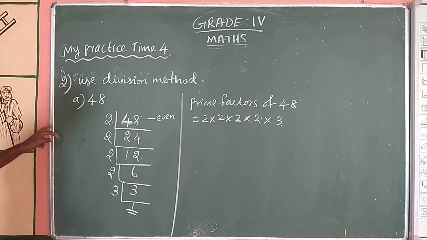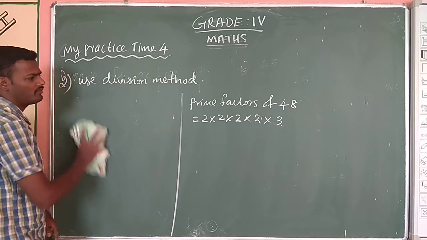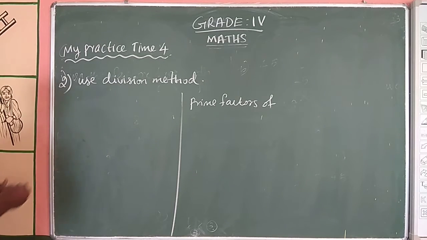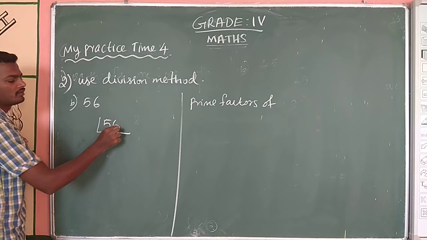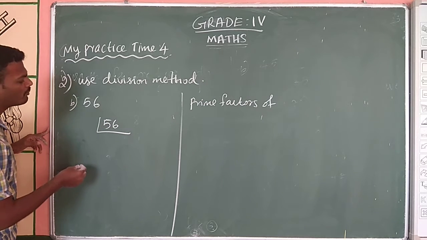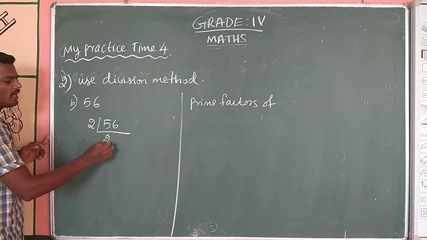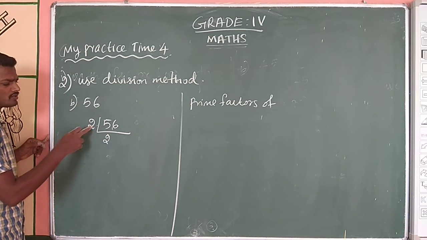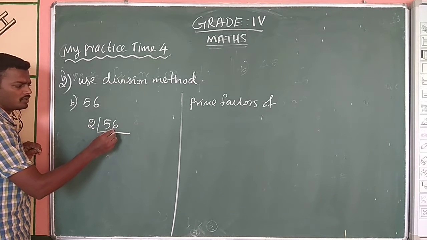Next sum, 56. Use the division method to find the prime factors of 56. Question number B, 56. In the division method, 56 is an even number. So even numbers are in the second table: 28 comes 2 times, and the remaining 28 is here.